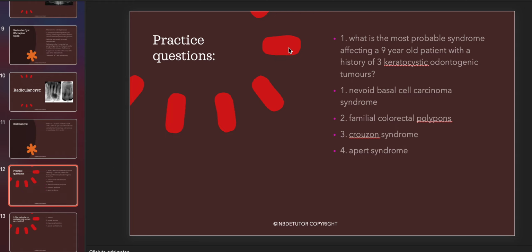What is the most probable syndrome affecting a 9-year-old patient with a history of 3 keratocyst odontogenic tumors? We already talked about odontogenic keratocyst and the nevoid basal cell carcinoma or Gorlin-Goltz syndrome, in which we said that there is an association and it occurs in children. I already told you the symptoms, like multiple odontogenic keratocysts, multiple basal cell carcinomas, calcified falx cerebri and hypertelorism and all that stuff. So the answer is nevoid basal cell carcinoma.